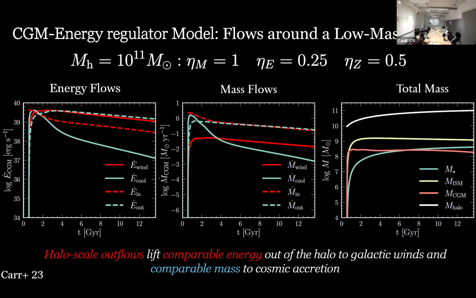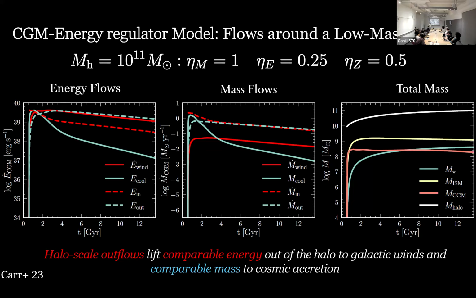And so with this energy-based framework, you're actually able to achieve stellar masses which are consistent with what you expect in these sorts of halos, and this is all being done with very small mass loading factors and less than 30% of the energy escaping in a supernova way.